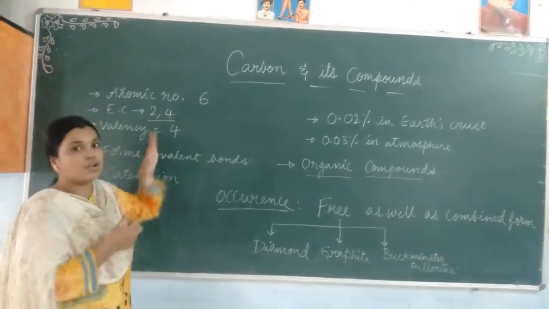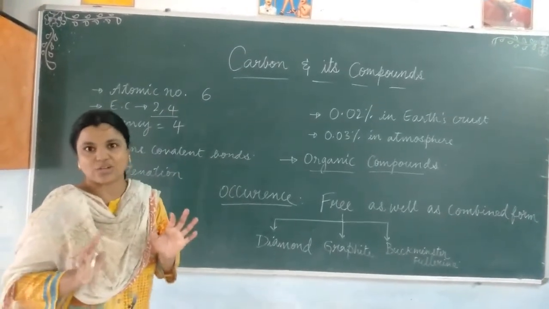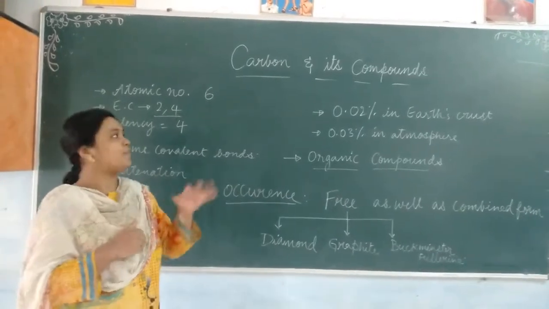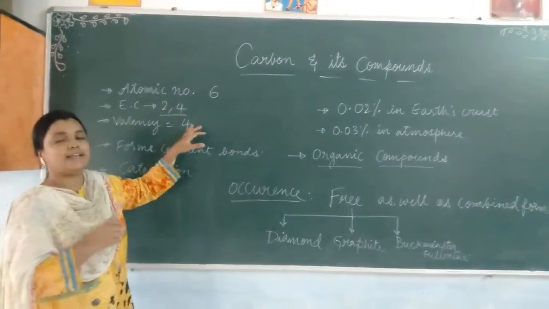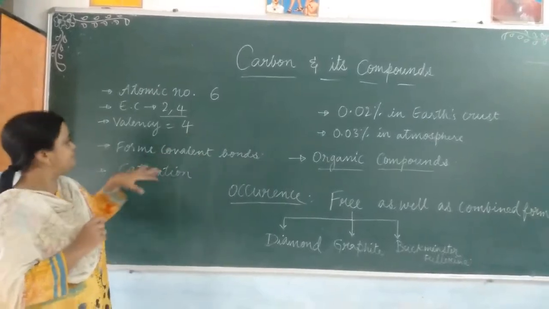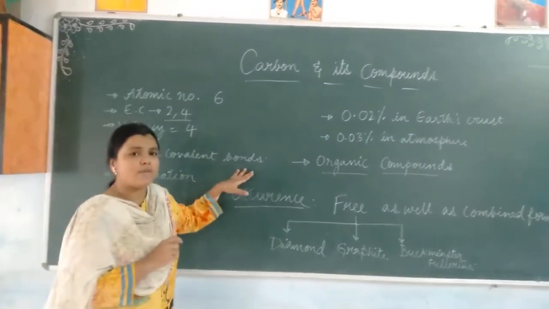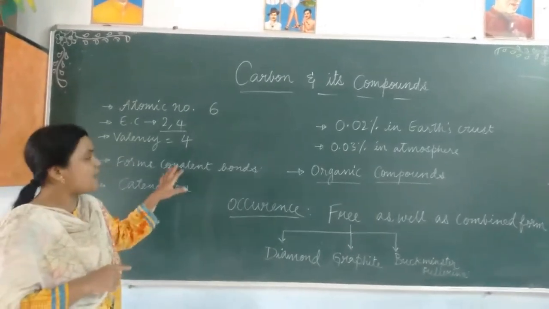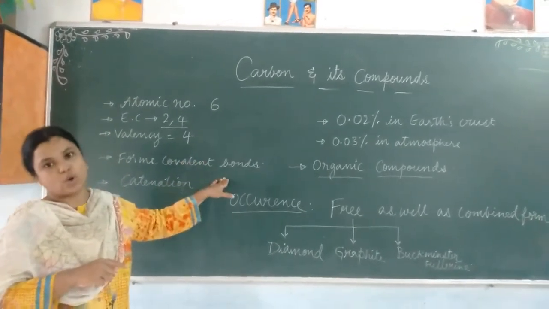So these 4 electrons cannot be lost, children. These 4 electrons are held by strong forces by the nucleus. It's relatively a smaller atom. It always forms covalent bonds. Now the thing that you have to know here is why is it forming only covalent bonds?